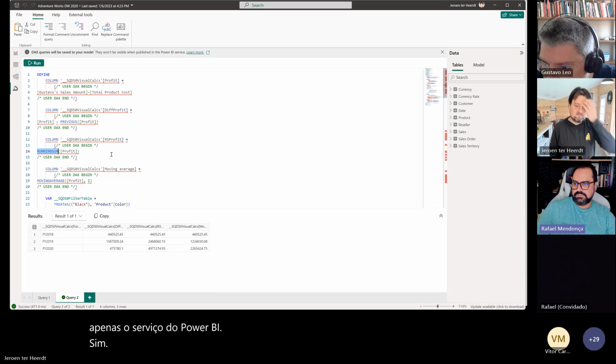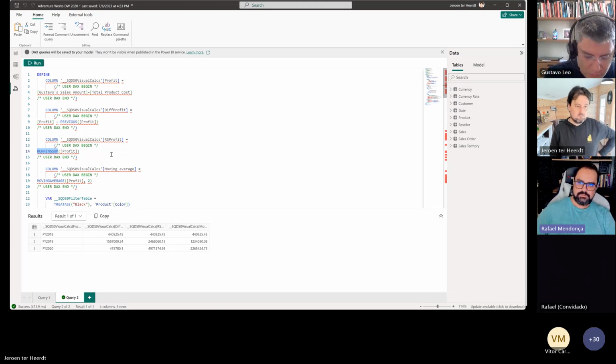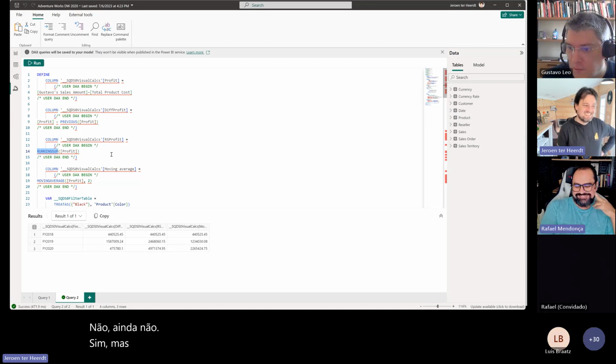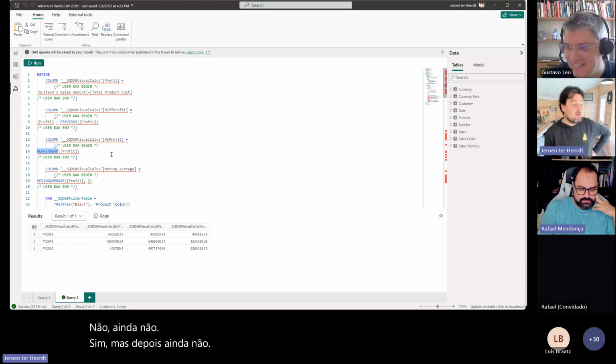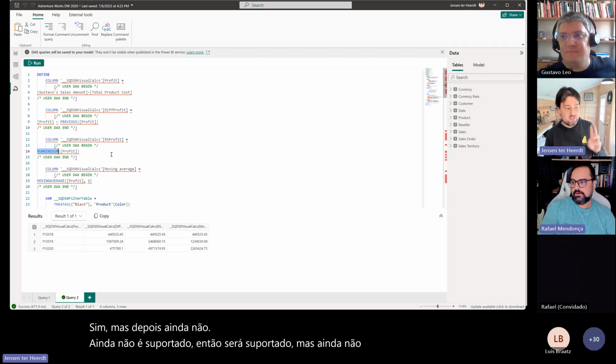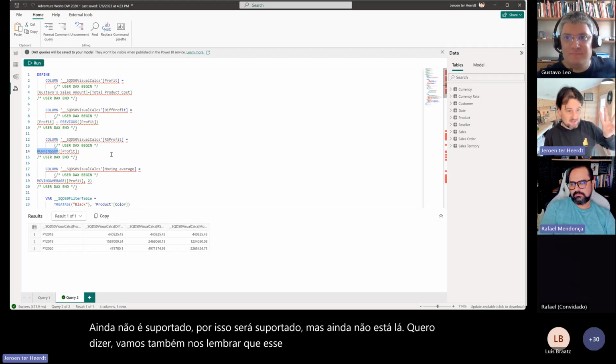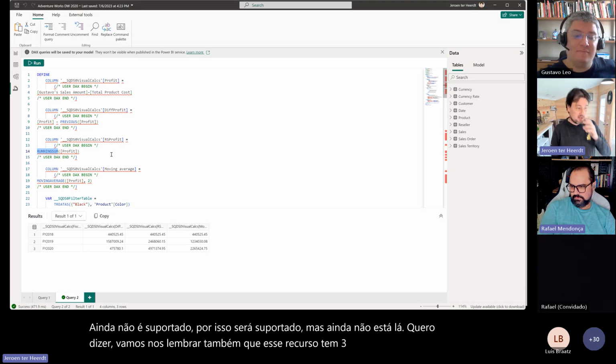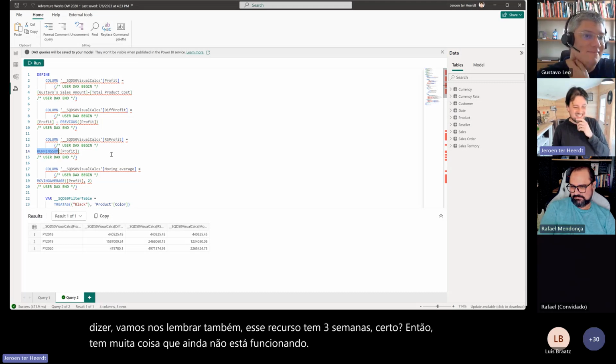For SQL Analysis Services, the documentation says that this is not supported. But with a live connection to Azure Analysis Services, we can change to direct query. Yes, but then still no. Okay. It's not supported yet. So it will be supported, but it's not there yet. Let's also remind ourselves this feature is 3 weeks old, right? So there's loads of stuff that is not working yet, and it's absolutely in preview.